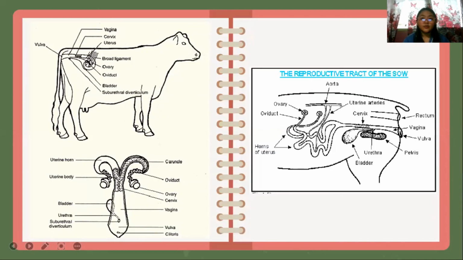So these are the reproductive tracts of the different female mammals. We have the cow, the ewe, the sow, and the mare.